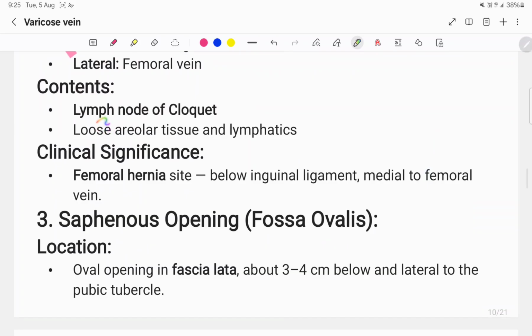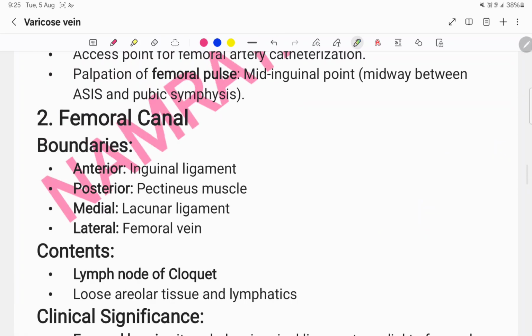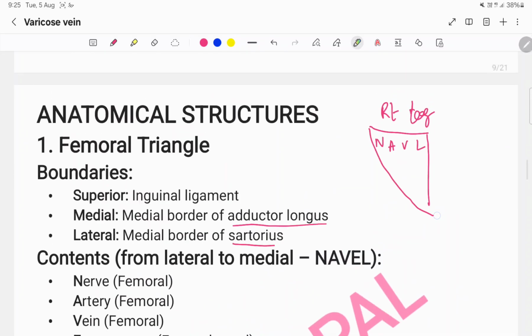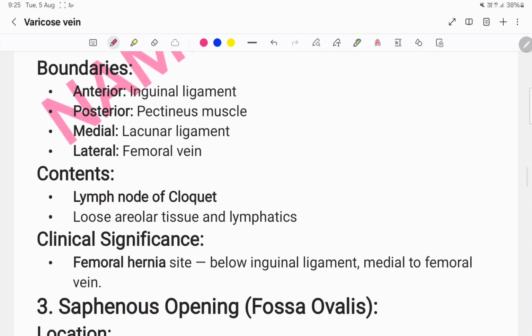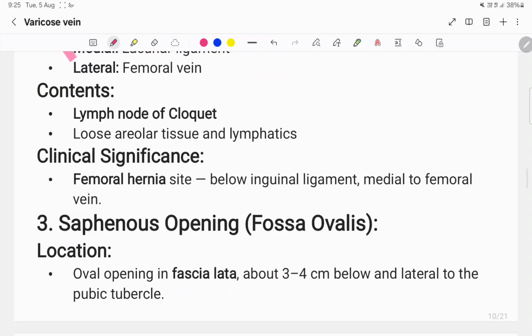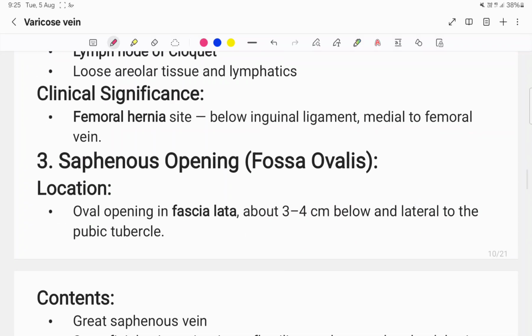What is the content? The lymph node of Cloquet, which we have already discussed. Next is clinical significance. It is very much significant in case of femoral hernia. The next topic we are going to discuss is the femoral hernia.